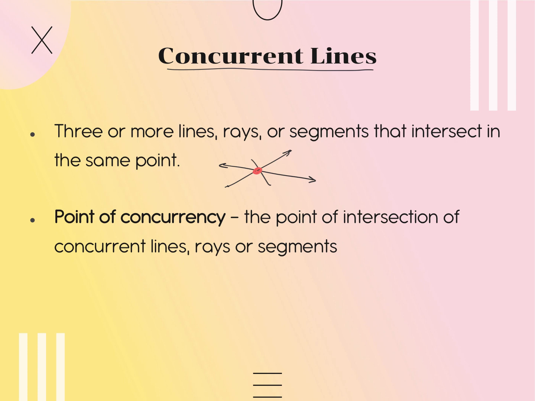Now, that location where they meet, that's called the point of concurrency. Okay, so it's the point of intersection of the concurrent lines, rays, or segments. Not only do we have to learn what concurrent lines means and what point of concurrency means, but we also give the point of concurrency a different name, sometimes depending upon how the point of concurrency came about.